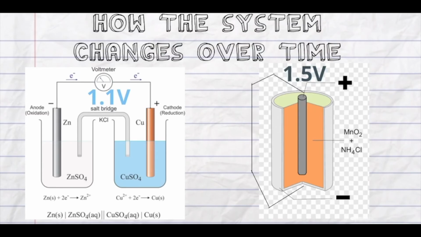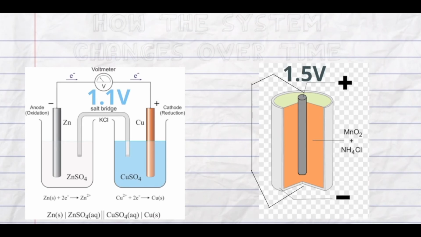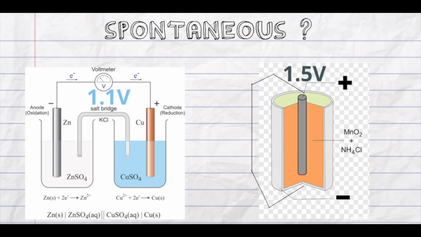Both systems will change over time because they will lose one of their metals and gain in the other. This will decrease the productivity of the battery/cell. And to finish, they are both spontaneous reactions because they have positive reduction potentials, meaning the electrons will flow and the battery cell will work.